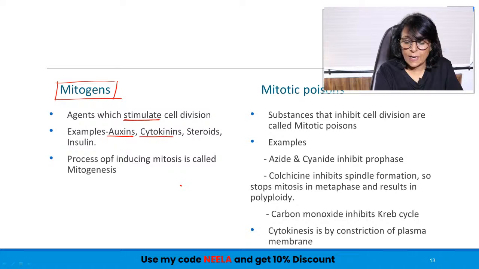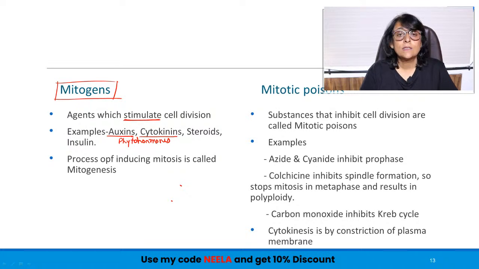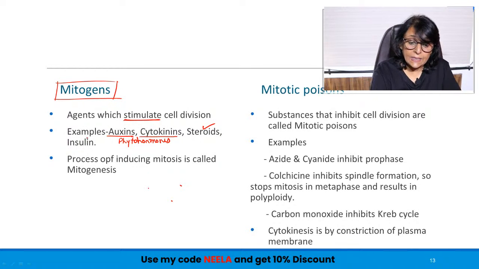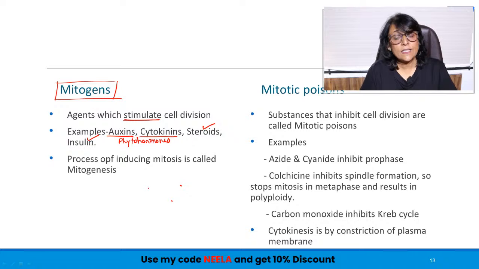Auxins, cytokinins, these are plant hormones. We call them phytohormones. Like in our body we have growth hormone, similarly plants also have same type of hormones. So auxins, cytokinin, they promote cell division. So whenever we are talking of cell division, the most common division that we are referring to is mitosis. So auxins, cytokinins, even steroids and insulin, these are substances which are going to promote the cell division.